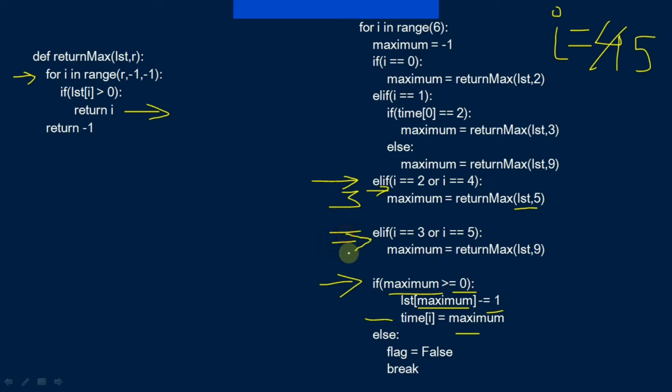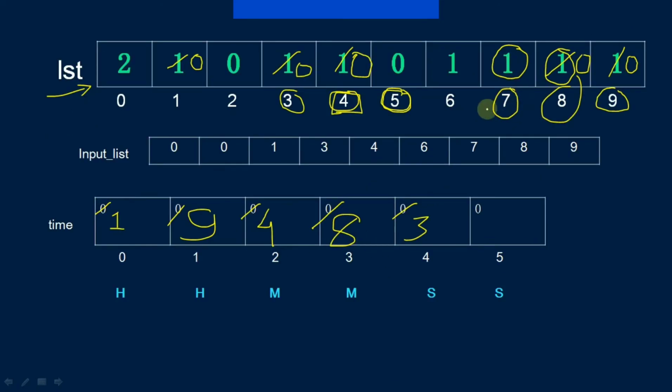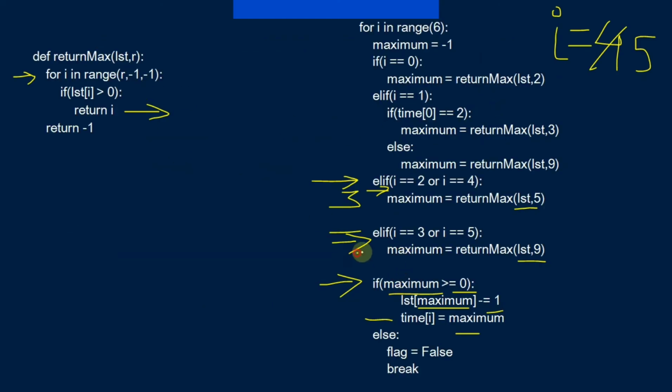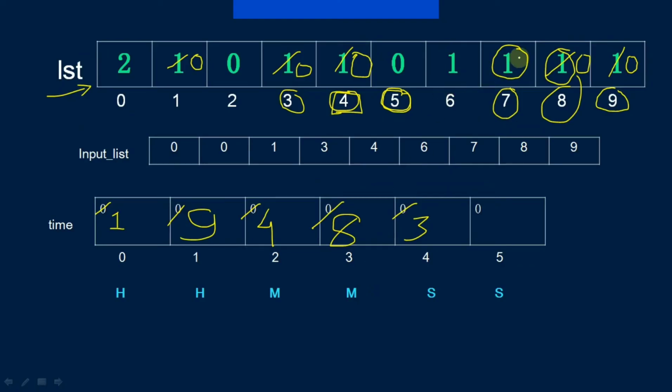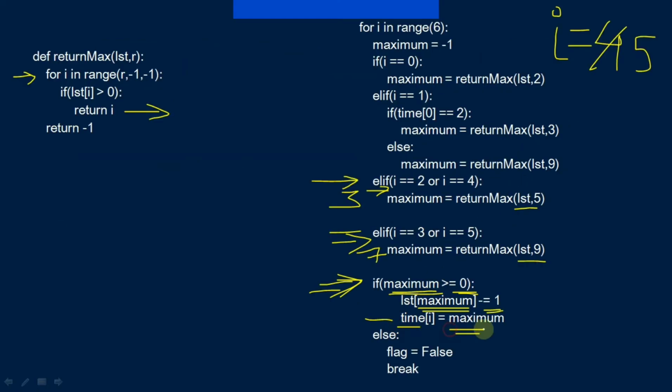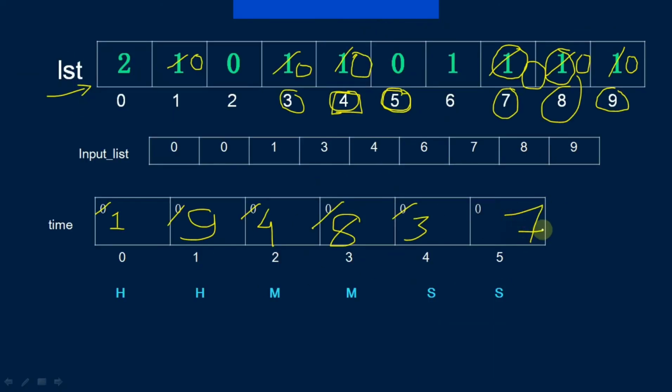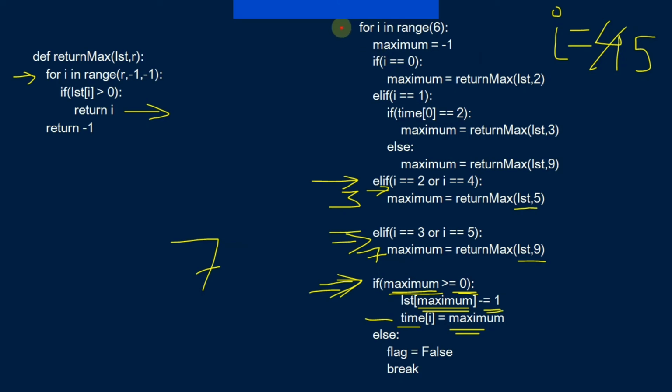And next, the last time the loop will iterate and this condition will be true. It will check maximum between 0 to 9, false, and for 7 it will be true, so it will return 7 from here. So maximum will hold 7 at this line. When we come here, if maximum greater than equal to 0, so LST of 7 minus equal to 1. First of all we decrement it by 1, so it will become 0. And time of 5 equal to maximum, so maximum is 7, so we will store 7 here. We got the maximum time, that is 19 hour 48 minutes and 37 seconds. After that we will exit from this loop.